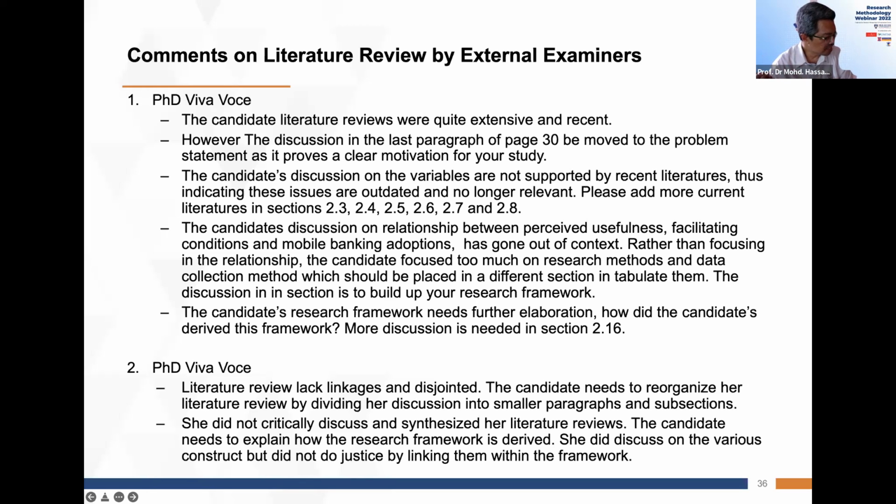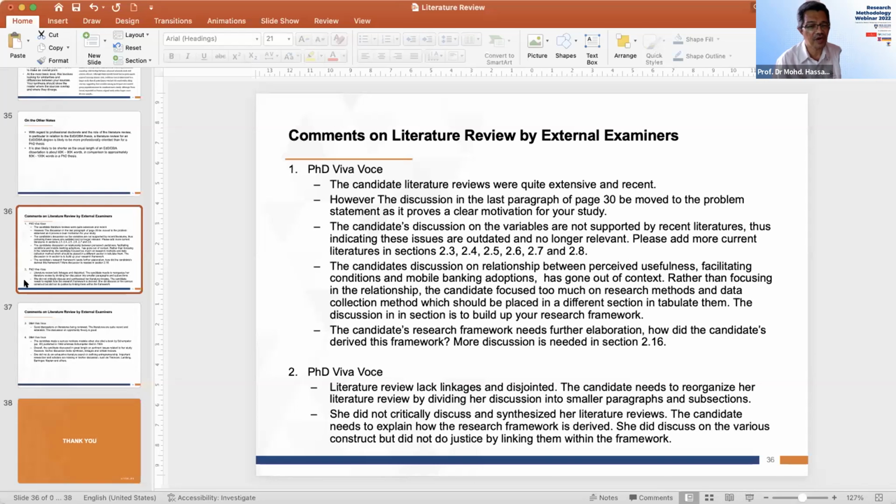Do not make them disjointed from what was discussed earlier. I've seen some literature where they discuss a certain issue, suddenly it jumps to another issue, and then suddenly jumps to a different issue. So you don't see what is actually being discussed. You must look at your literature review in totality, not as separate parts by itself. Now I'll get back to the DBA comment later on.